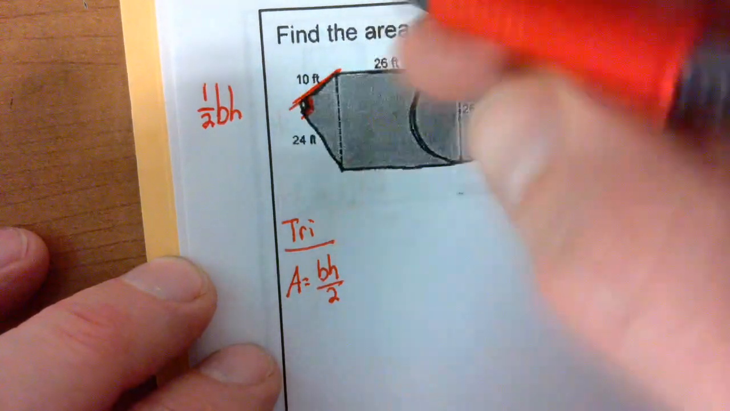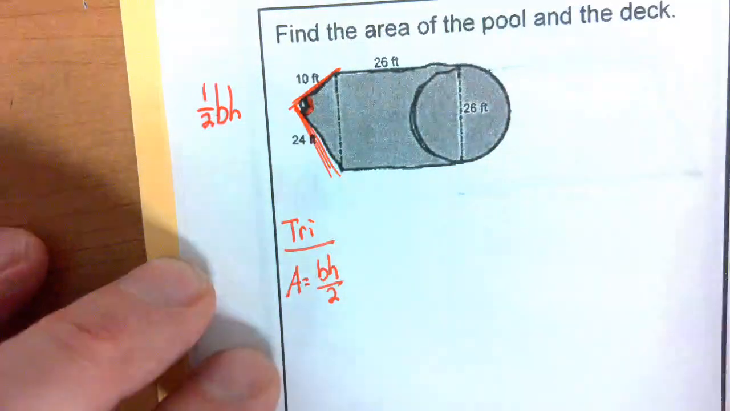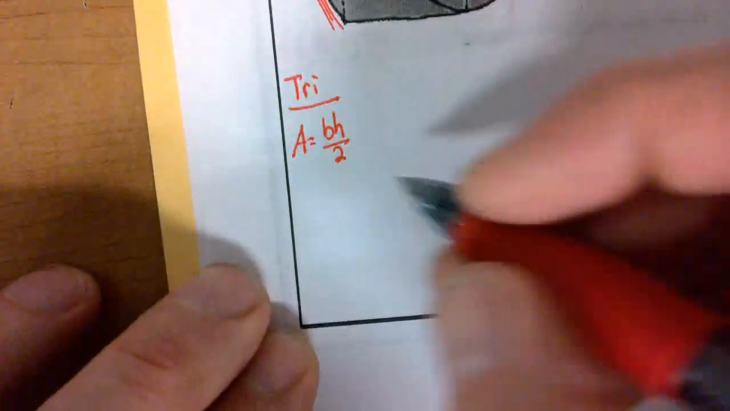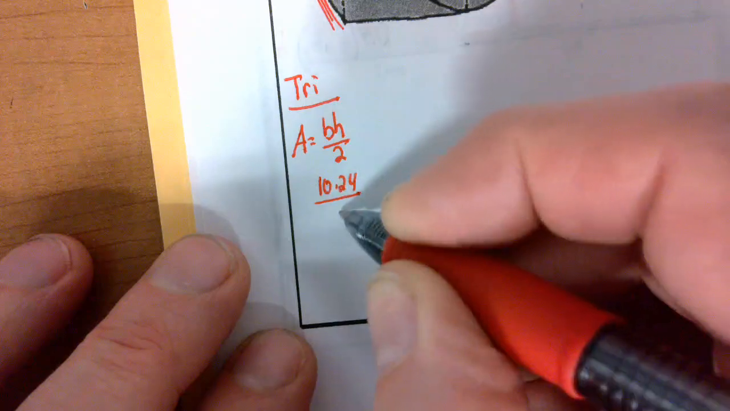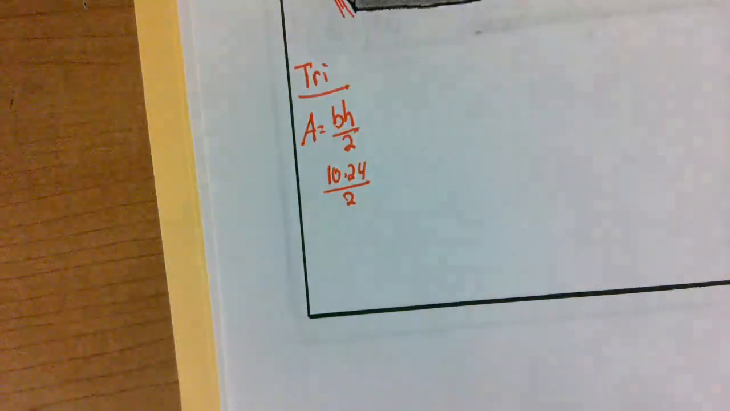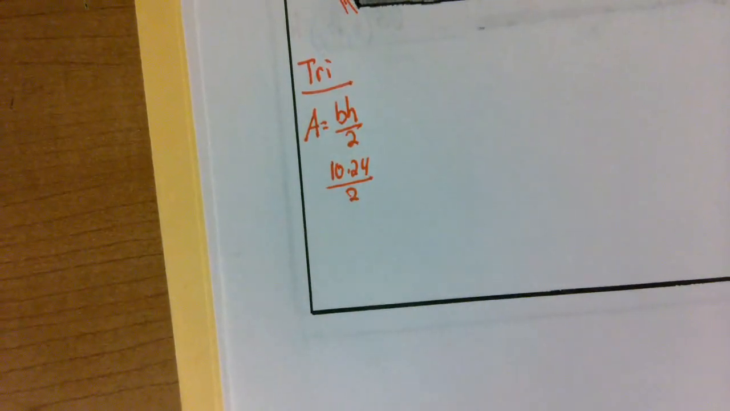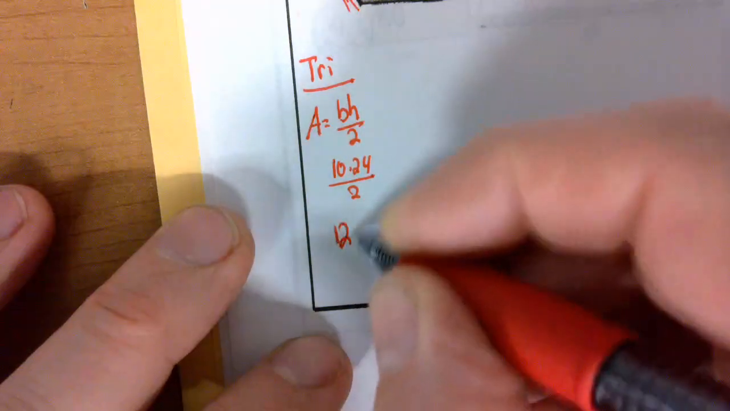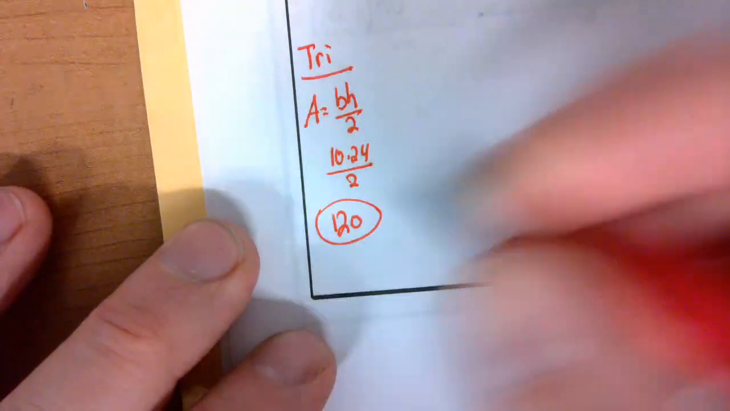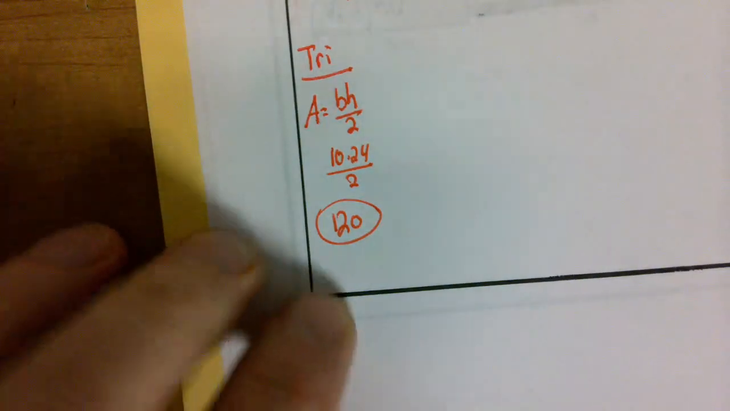It touches this side, which is 10, and that side, which is 24. So one is our base, one is the height. Take 10 times 24, hit equals in your calculator, but then divide by 2, and the area of that triangle is 120. Circle that up.